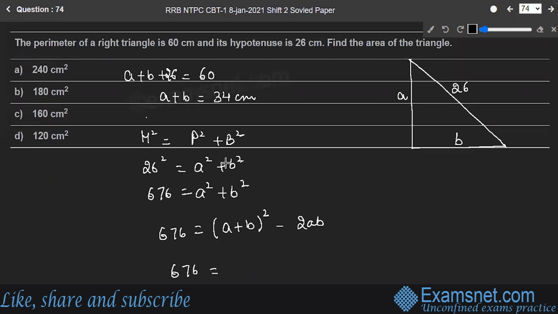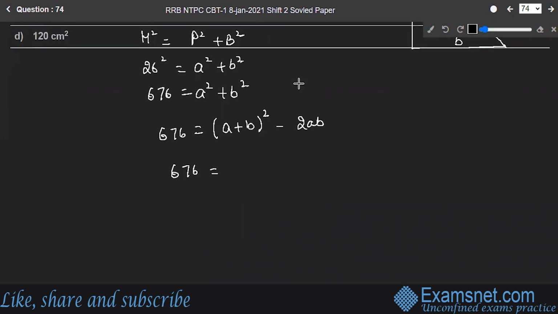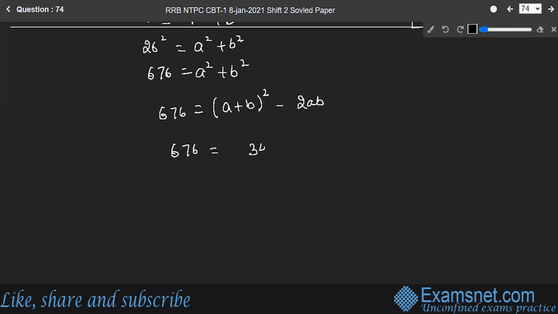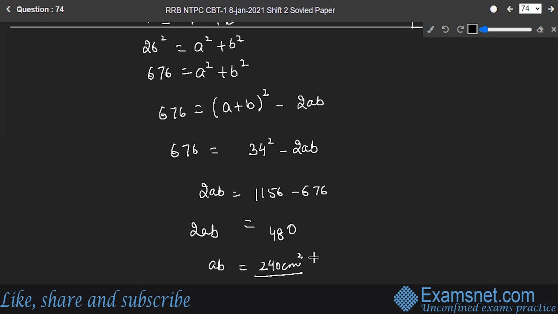676 is equal to A plus B, we just calculated, this is equal to 34. So 34 square minus 2AB. 2AB is equal to 34 square, which is equal to 1156 minus 676, which is equal to 480. And here I'll have 2AB, so AB will be equal to 240 centimeters square.